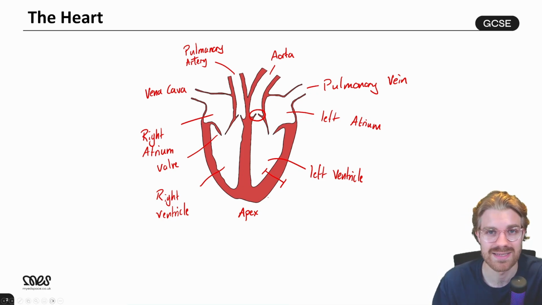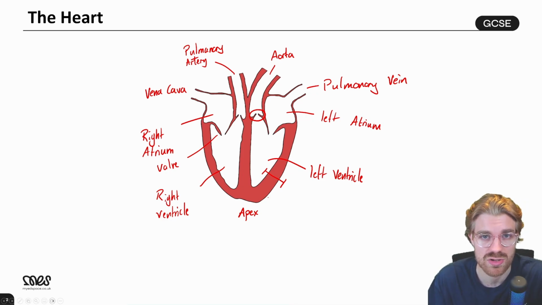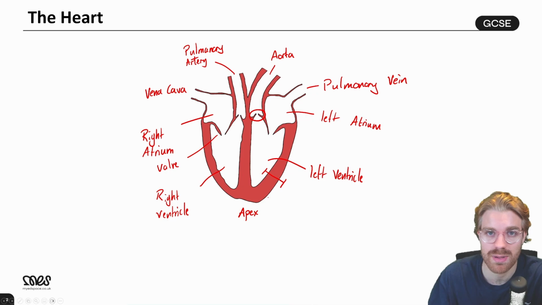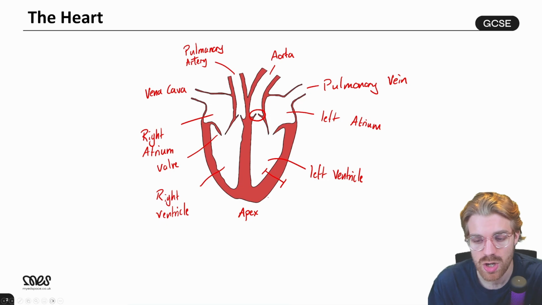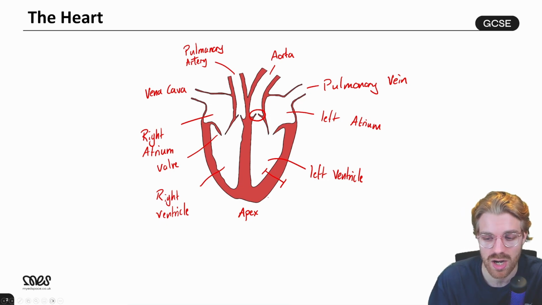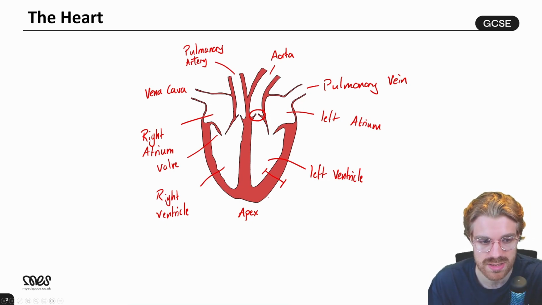Because the heart is made of muscle tissue, it's going to be respiring, which means it needs its own blood supply as well. So coming off of the aorta very, very quickly are the coronary arteries. And the coronary arteries supply the heart muscle with oxygen. More to come on the coronary arteries when we talk about coronary heart disease.